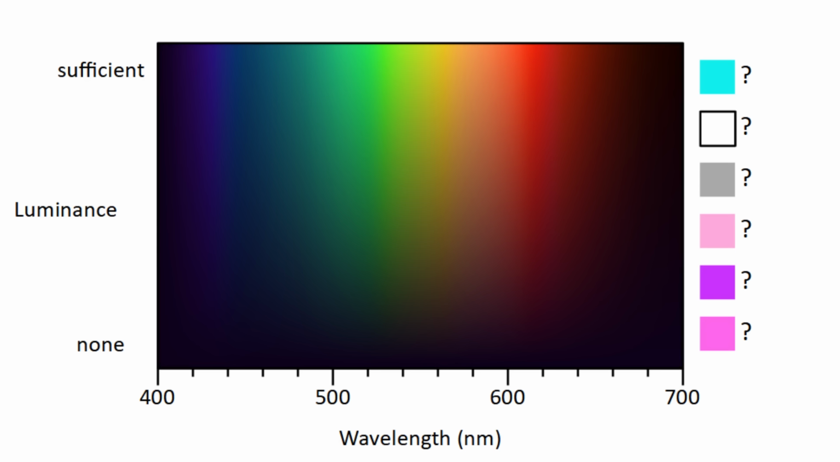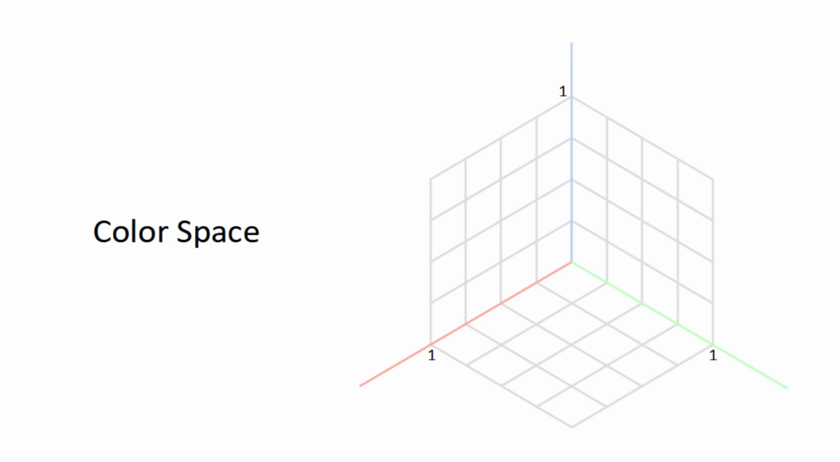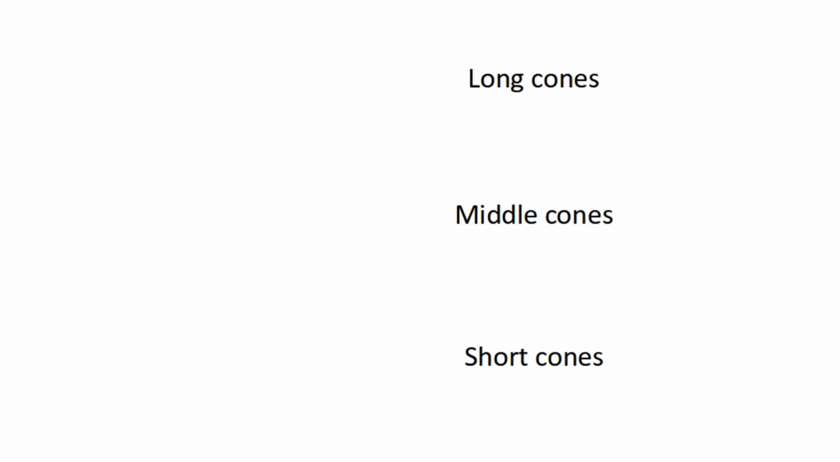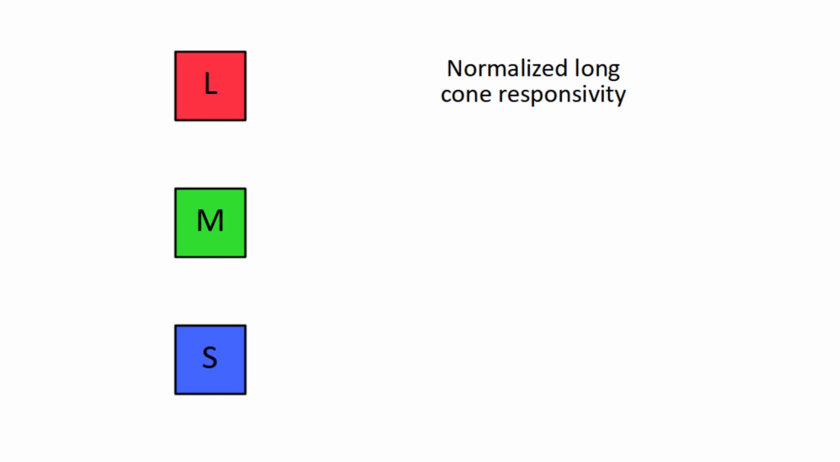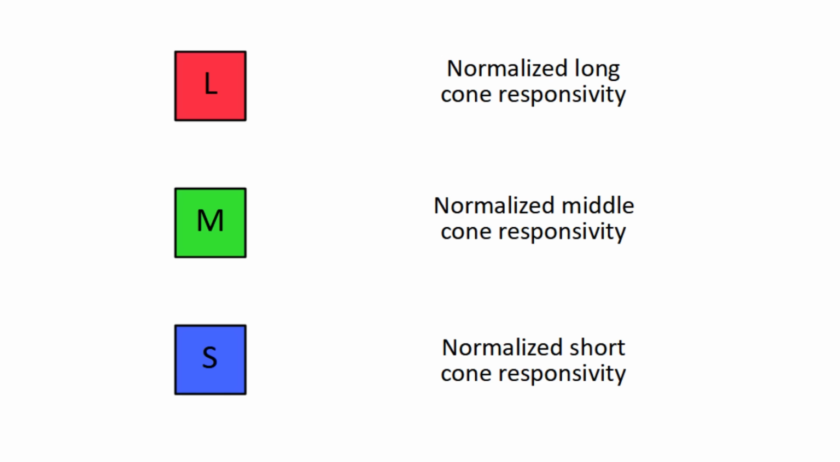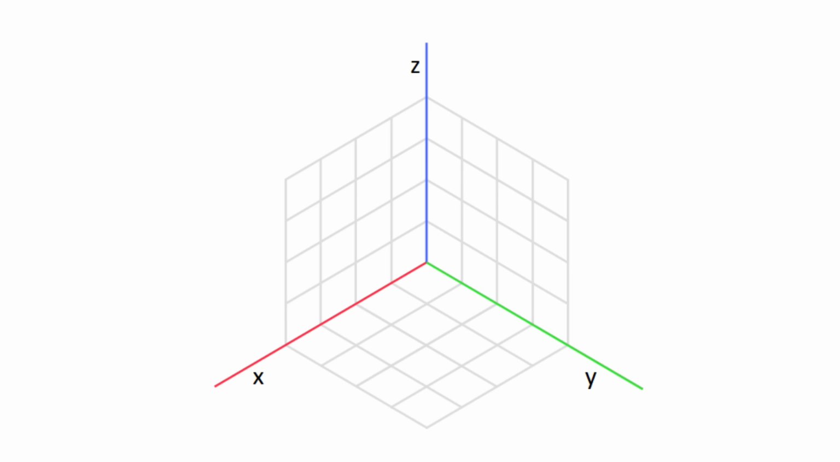Well, to do that, we need to introduce the idea of a color space. So since there are 3 types of cones, it means we have 3 variables to worry about. These are the normalized responsivity values for the long, middle, and short cones. When you have 3 variables like this, what you can do is represent them in 3D space, with each axis corresponding to a different variable. So the x-axis represents normalized responsivity for the long cones, and the y and z axes are the same thing for the middle and short cones respectively.